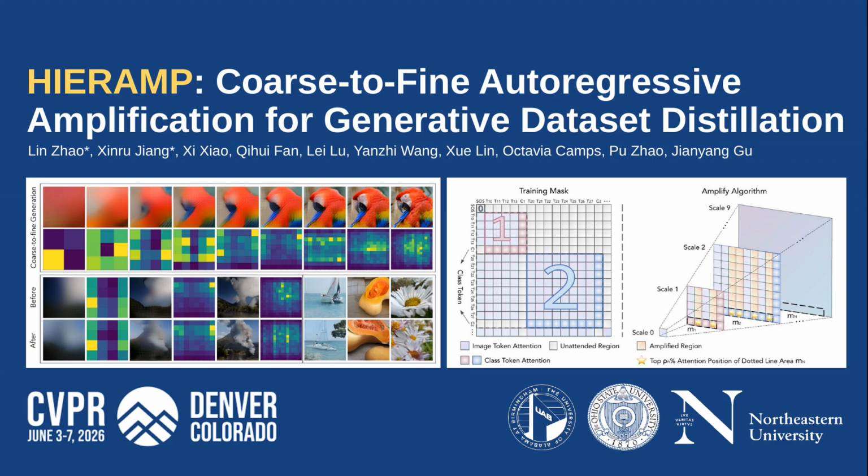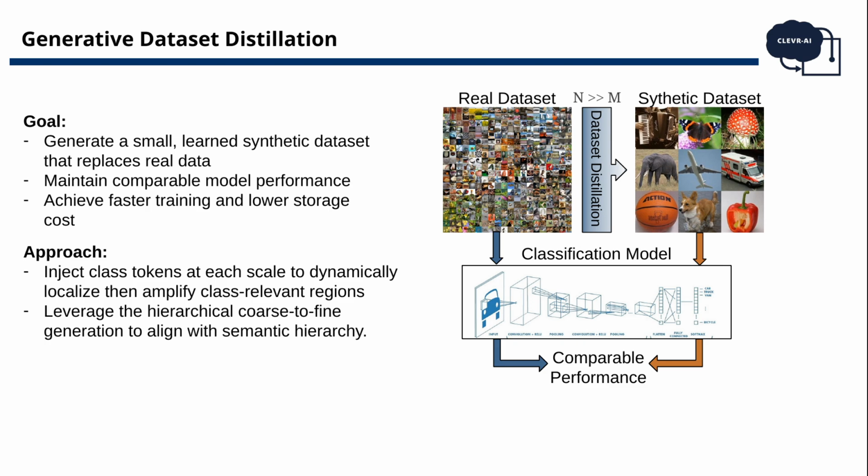The key question is simple. Can we replace a large real training set with a compact synthetic one, while preserving recognition performance and reducing training cost? Dataset distillation aims to learn a small synthetic dataset that can stand in for the original real data. A good distilled set should train models efficiently, require much less storage, and still deliver comparable accuracy.